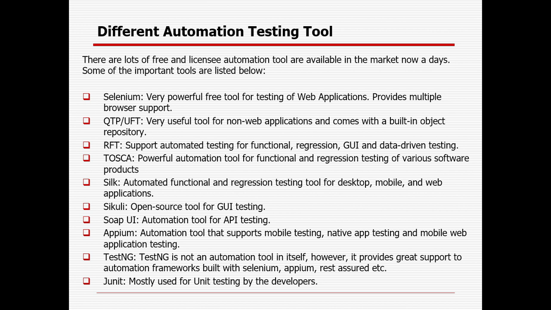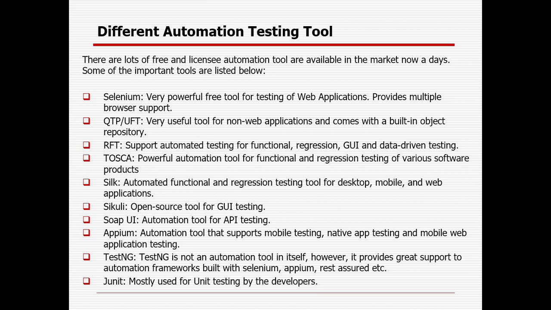Appium is used for mobile testing, like iOS and Android testing, right? TestNG is a framework, primarily used for web-based testing. JUnit is also a framework, used by developers for unit testing. So these are the different kinds of tools used nowadays, right?